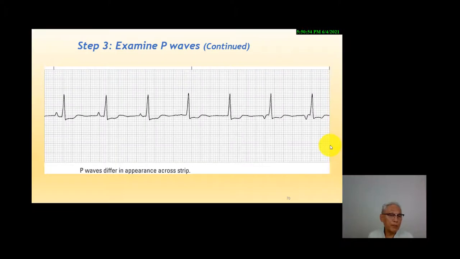So here's an example of how we would measure or how we would examine the P waves in this particular strip. First, I ask, are the P waves present? And I take a look at each one of them and I see that there might be some, but not all of them.